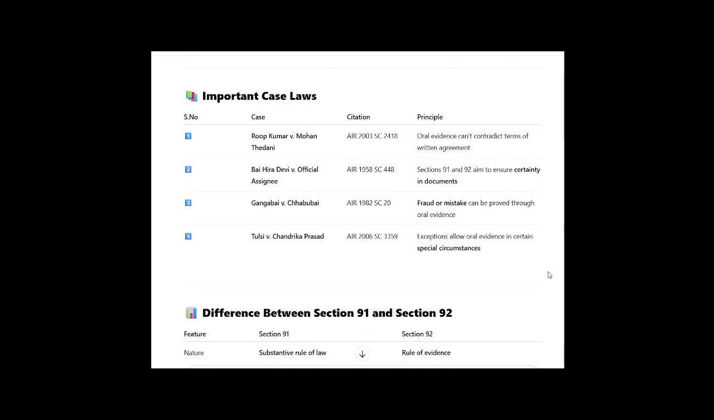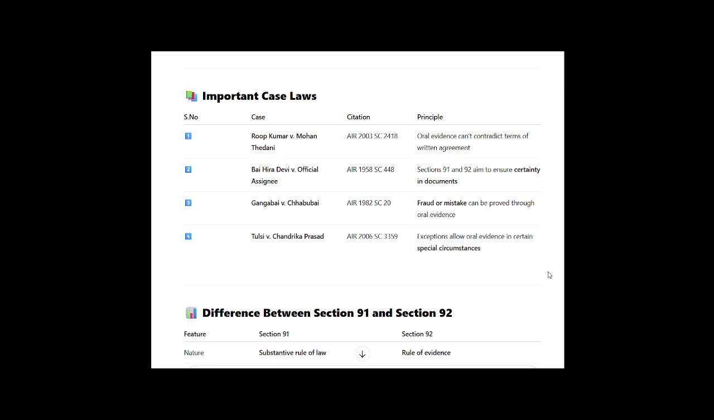Case, citation, principle. 1. Roop Kumar v. Mohan Thadani, AIR 2003 SC 2418: oral evidence can't contradict terms of a written agreement. 2. Bhaira Devi v. Official Assignee, AIR 1958 SC 448: Sections 91 and 92 aim to ensure certainty in documents.